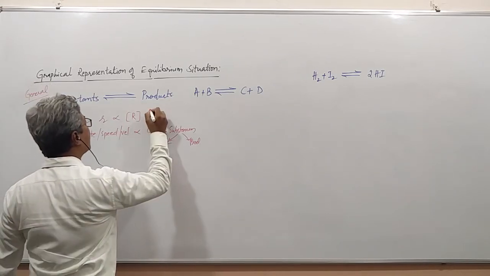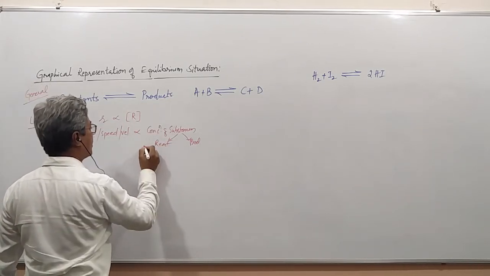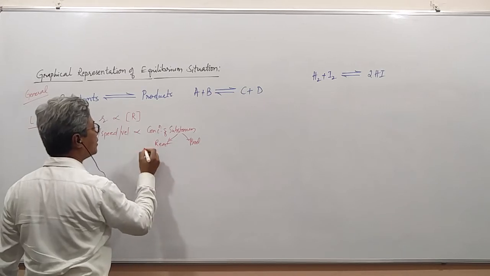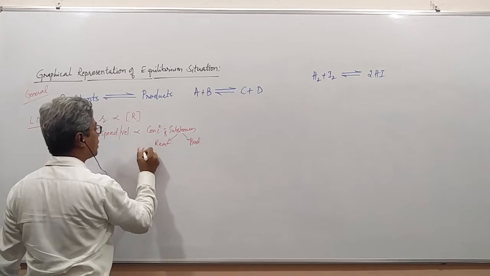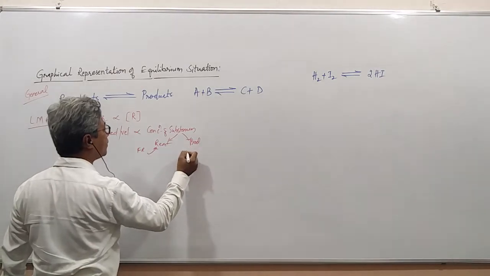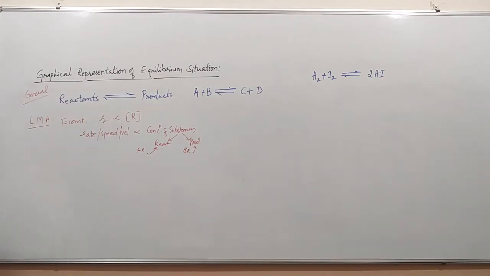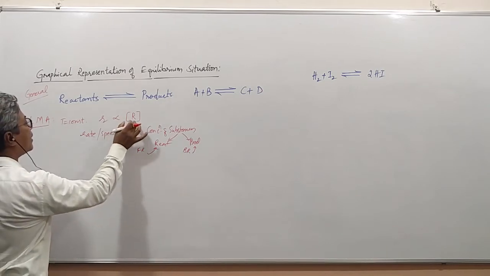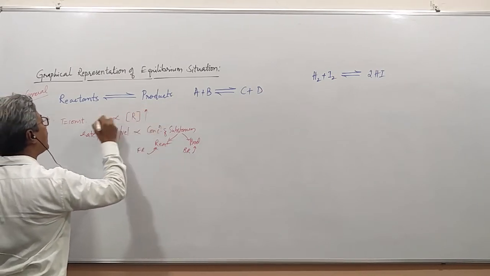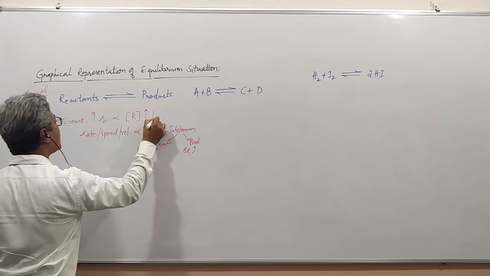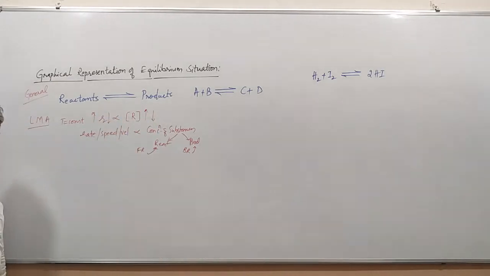Well, if you are dealing with the forward reaction, we use reactants, and for the backward reaction we use products. Okay, students? It means that if the concentration is increasing, the rate will increase, and if it is decreasing, the rate will decrease. Okay, students?